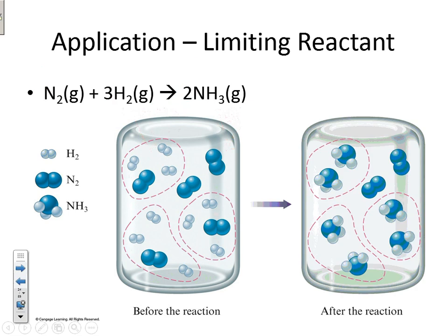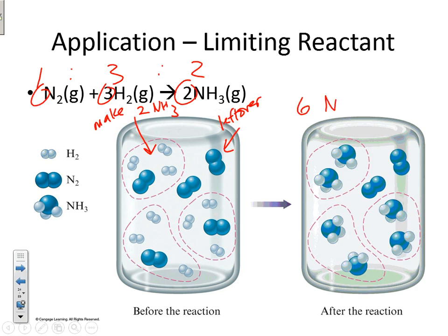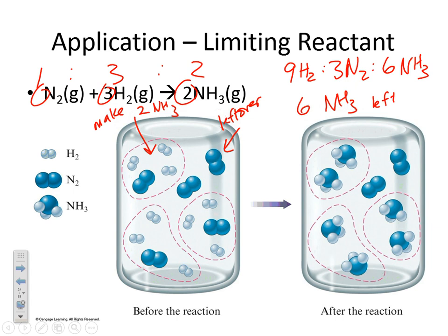So what is the finished reaction container going to look like? Well, we're going to have 6 NH3s because, again, the hydrogen limited it. So 9 hydrogens reacted with 3 nitrogens in order to make the 6 ammonias. But then I also have the leftover 2 N2s still there.